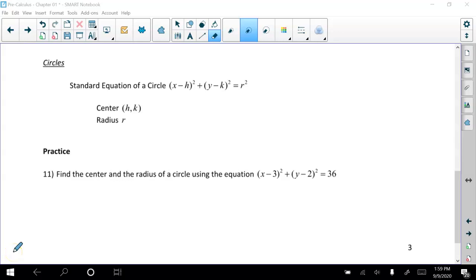Welcome back. This is part 2 of section 1.2. This is where we're going to be talking about circles, and this is on page 3 in your note packet.